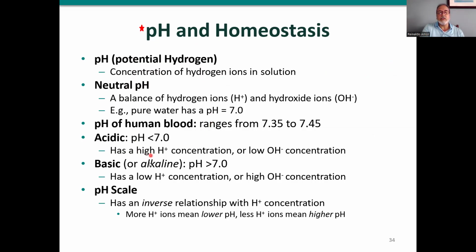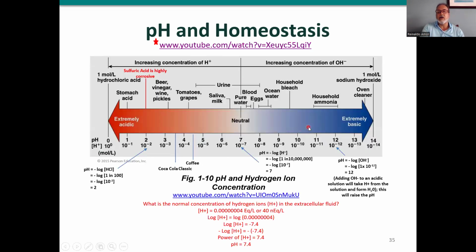So let's look at the pH scale. So you go here from 0 to 14. But usually, 1 is extremely acidic, 7 is neutral, and 14 is extremely basic, or alkaline. So if there is a higher concentration of hydrogen ions, the solution is going to be more acidic. If the solution has an increasing concentration of hydroxide ions, it's going to be more basic.